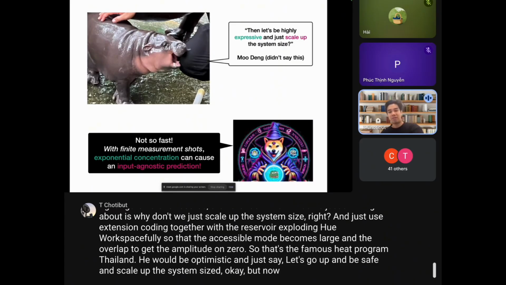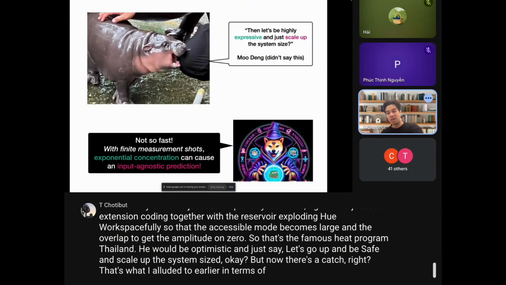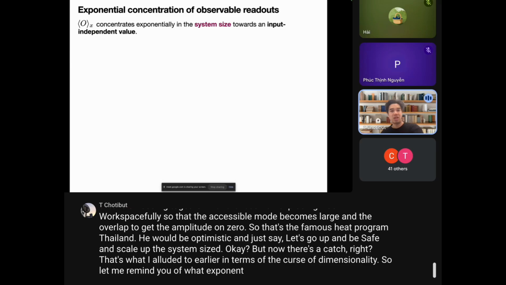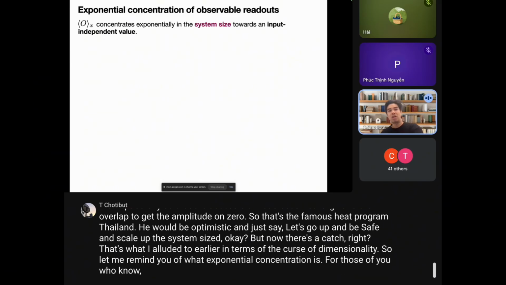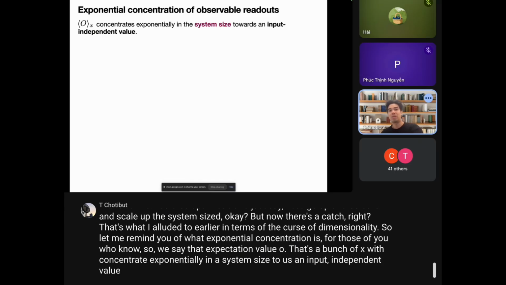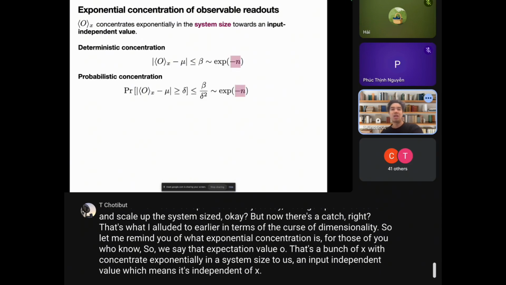Okay, but now there's a catch, right? That's what I alluded to earlier in terms of the curse of dimensionality. So let me remind you of what exponential concentration is, for those of you who know. We say that the expectation value O as a function of x would concentrate exponentially in system size towards an input independent value, which means it's independent of x.